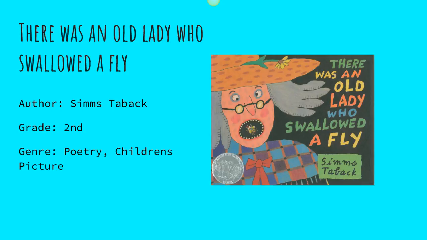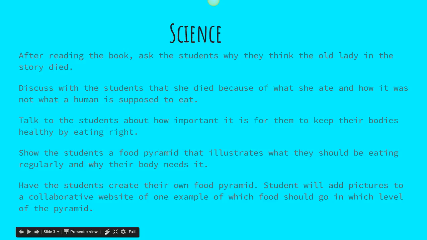I decided to do a science lesson as well as a math lesson. For the science lesson, I would begin by reading the story to the students, and then asking them how they thought the woman in the story died. After they have time to give their input, I would talk to them about the fact that she died because she wasn't eating the right way that a human should be eating. I would then discuss with them the importance of their health and how important it is to keep their bodies strong and safe by eating right.